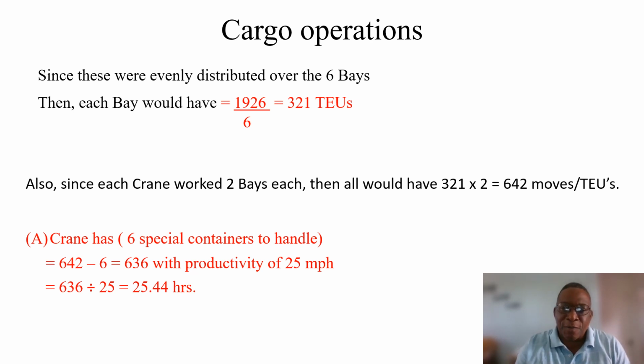25.44 hours. When we break that out, we get 1 day, 24 hours, plus 1 hour makes 25 hours, and the 0.44 of an hour we multiply by 60 to tell us exactly how many minutes we are working with. So we have 1 day, 1 hour, and 26 minutes for crane A.